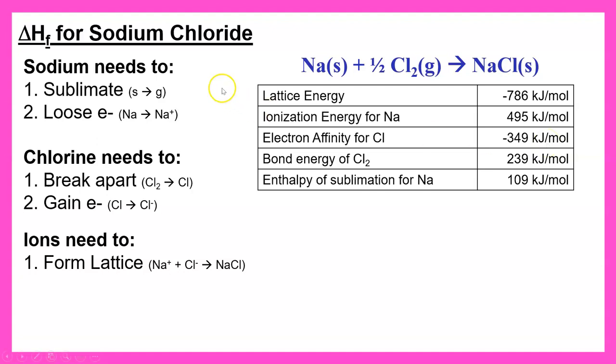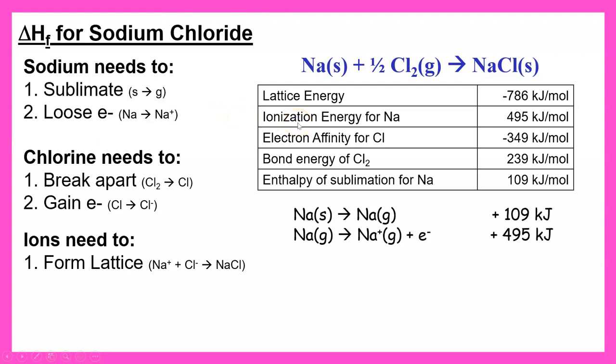So we know that our sodium needs to sublimate. It needs to go from a solid to a gas. So I come over to my chart and I find the value for sublimation. I know that my sodium has to turn into a cation, which is ionization, so I find that on my chart.